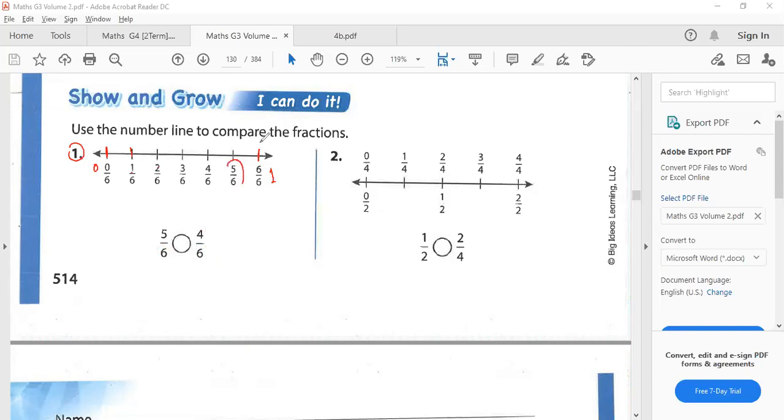Which do you think is greater using the number line? To the right hand, it is greater. Which is to your right hand? 5 over 6. Yes, 5 over 6. So 5 over 6 will be greater than 4 over 6. Is it easy or not? Easy. Okay, Taim, thank you.